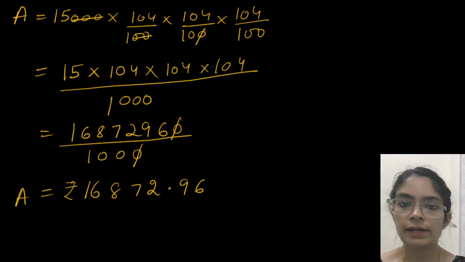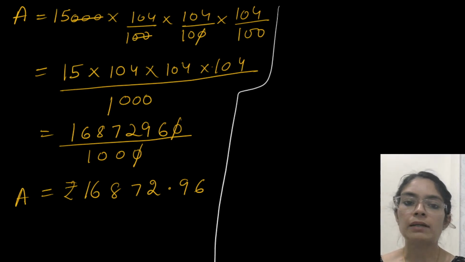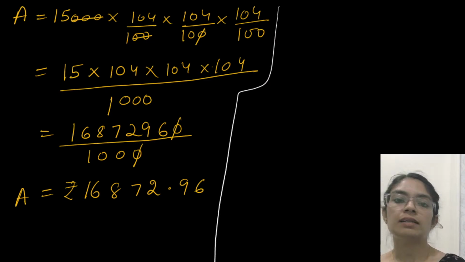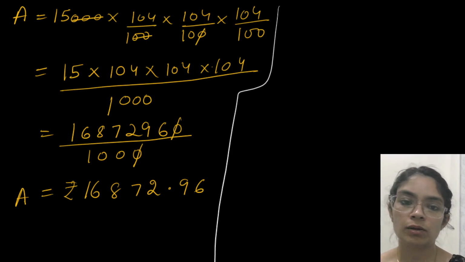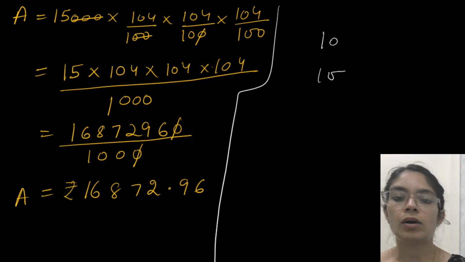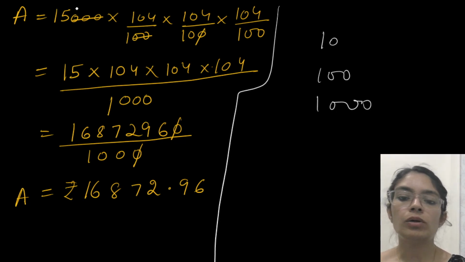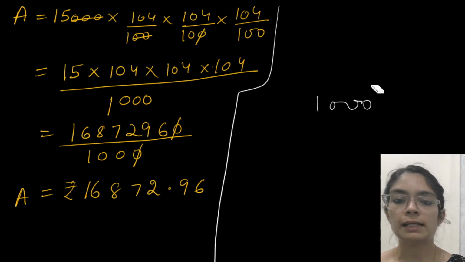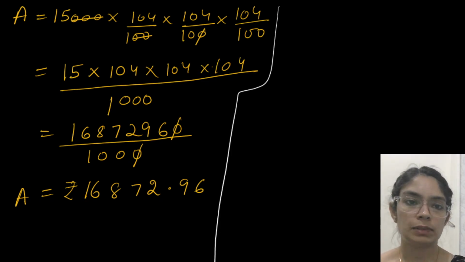So that was one part of the question. See, in multiplication there are always fewer chances of going wrong. So whenever in the denominator you have 10 or 100 or 1000, don't do cancellation. Just do the multiplication and convert into decimals.